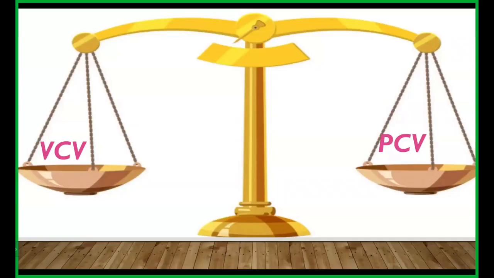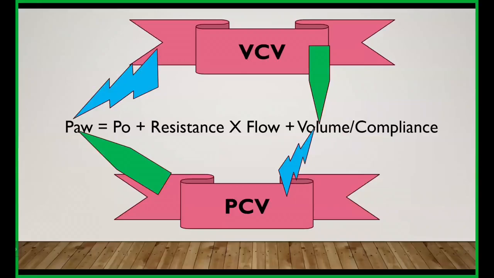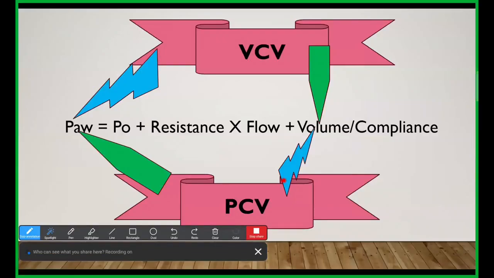Now, let's distinguish between volume control ventilation and pressure control ventilation. This is the equation of motion, as you all know. On the left hand side, you have your airway pressures. On your right hand side, you have your volume. So in volume control ventilation, you keep volume constant and the airway pressures usually change. And in pressure control ventilation, pressures will be constant and your volume changes.